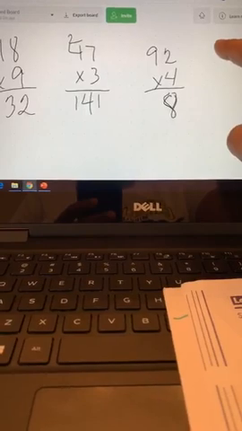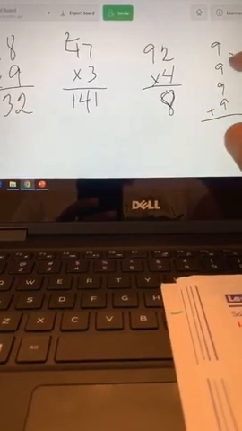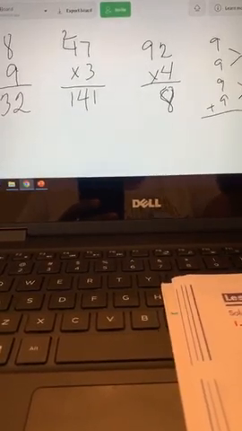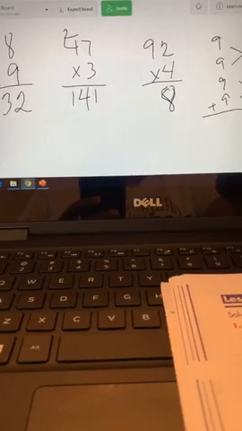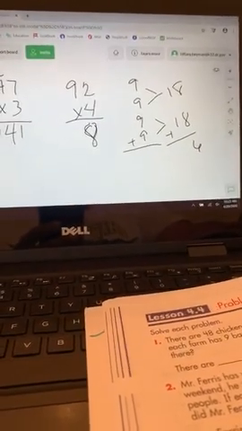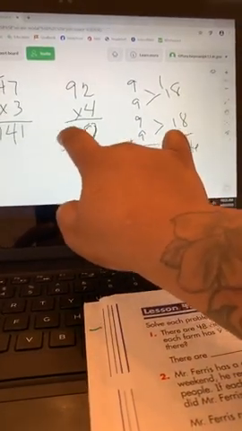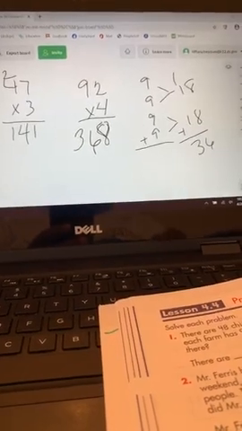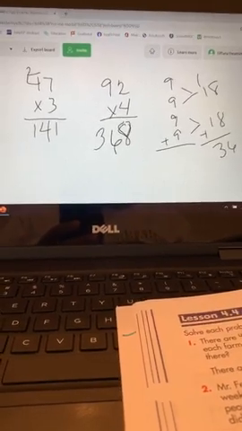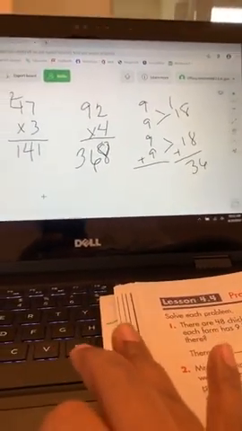Or we can add it up. So we got 4 9s. 9 plus 9 is 18. And that's 18. So let's add that. 8 plus 8, 16, carry the 1. Thank you, Mr. Star. So I'll bring that down to there. All right, so the school bought 368 slices of pizza. That's a lot. All right, let's move on.